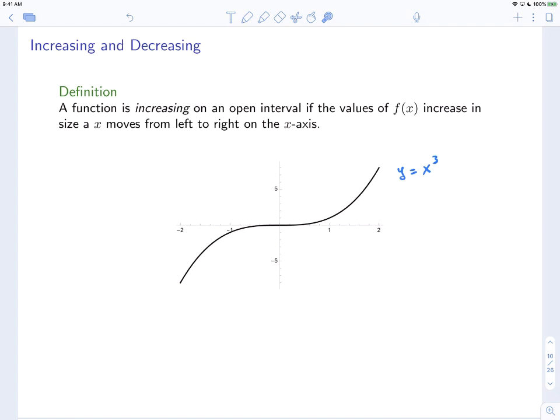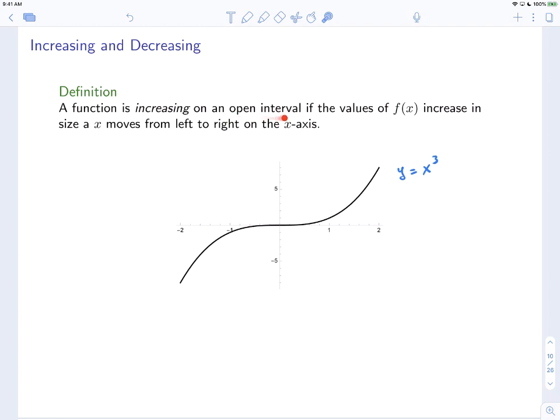So as x moves from left to right, x is getting larger. So what we're seeing in this graph is that as x gets larger, so too does y get larger. And when that happens, we call the function increasing. Notice that we're saying that it's happening on an open interval.